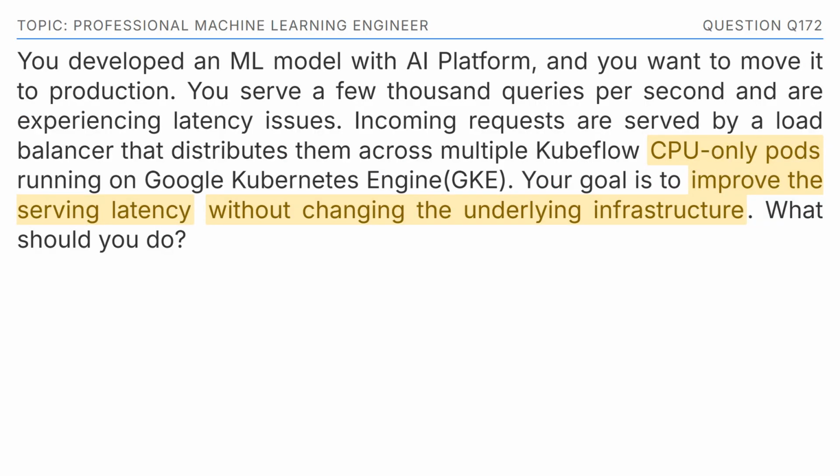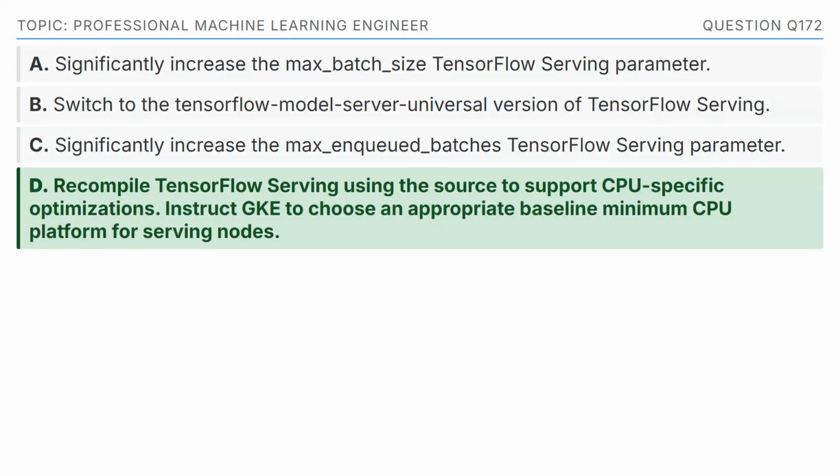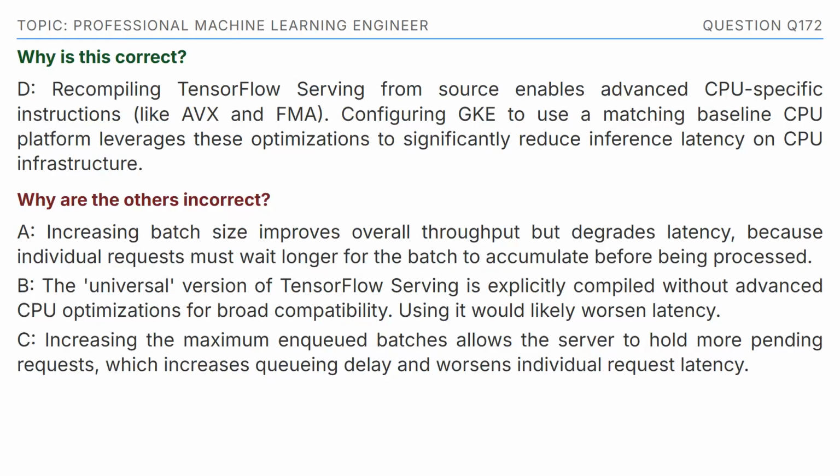To arrive at the correct answer, we focus on the keywords CPU-only pods, improve the serving latency, without changing the underlying infrastructure. The correct answer is option D, recompile TensorFlow serving using the source to support CPU-specific optimizations. Instruct GKE to choose an appropriate baseline minimum CPU platform for serving nodes. Why is this correct? D. Recompiling TensorFlow serving from source enables advanced CPU-specific instructions, like AVX and FMA. Configuring GKE to use a matching baseline CPU platform leverages these optimizations to significantly reduce inference latency on CPU infrastructure.